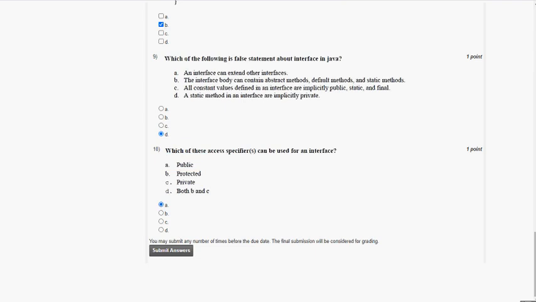So friends, these are the answers regarding the 4th week assignment of programming in Java.